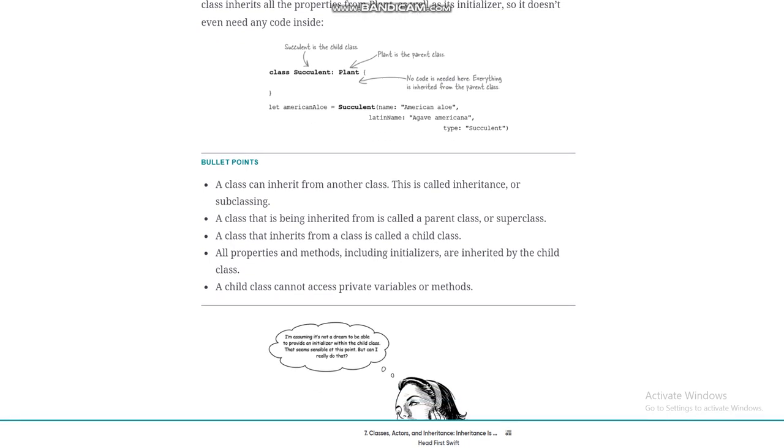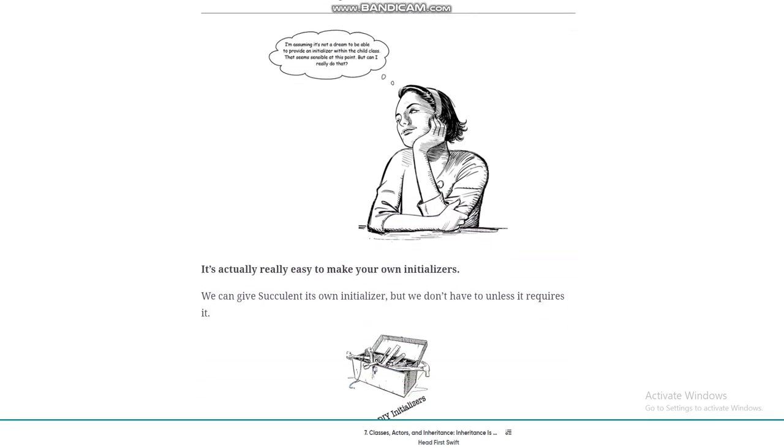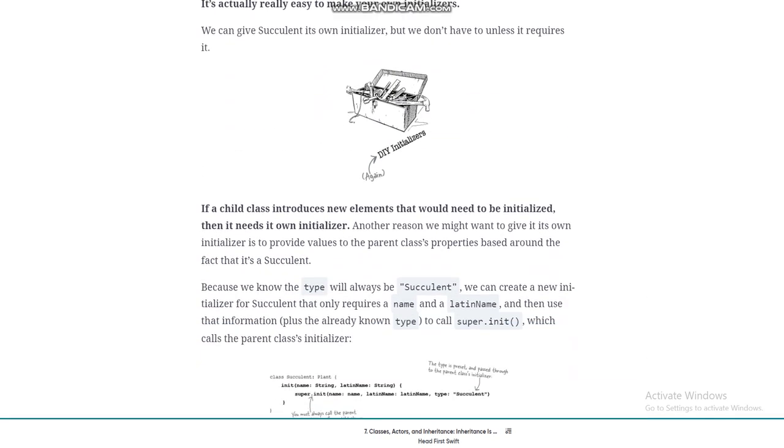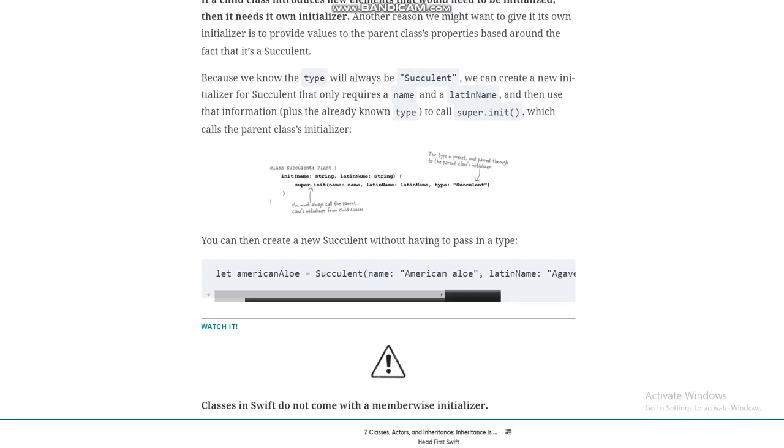So we know that a class can inherit from another class. The class being inherited from is called the parent, and the class that inherits from it is called a child. All properties and methods, including the initializer, are inherited, but a child cannot access private variables. Yeah, like in another language, right? So we can continue here with the inheritance.